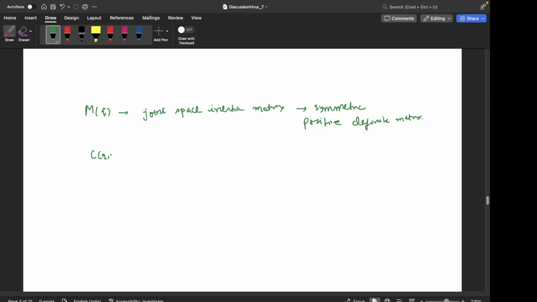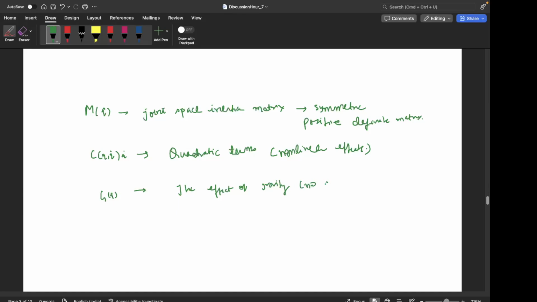Now the C(q, q dot), this has all quadratic terms, and together called, as I mentioned, non-linear effects. And finally, this is the effect of gravity, and as predicted, this has no dependence on velocity.